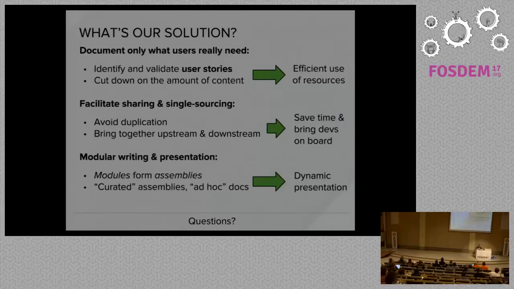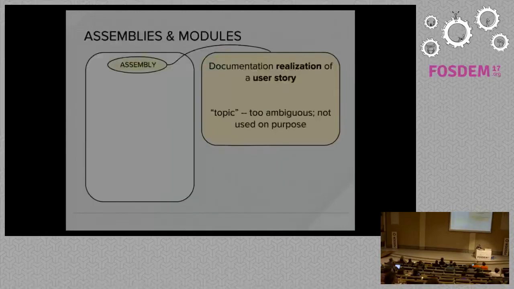Cool. Let's describe those assemblies and modules. These are really the main components of what we call modular documentation. As I said before, when we have a user story and we want to document it, we think about that realization of a user story as an assembly. It's a whole bunch of modules and other stuff that is put together, combined in a coherent way to form an assembly. Now, I have a short note here that we purposefully avoid the word topic, even though many people say topic-based documentation and stuff like that. But we have found that it's too loaded. The word is just too ambiguous. Everybody thinks that topic is something else. So that's the reason why we're not using it.